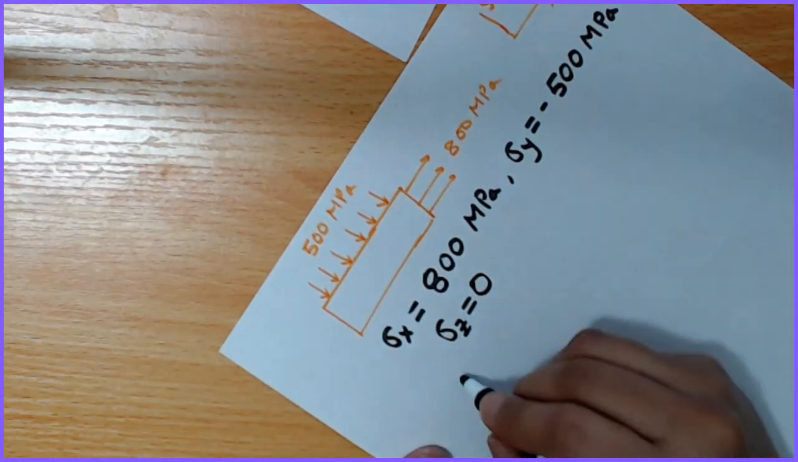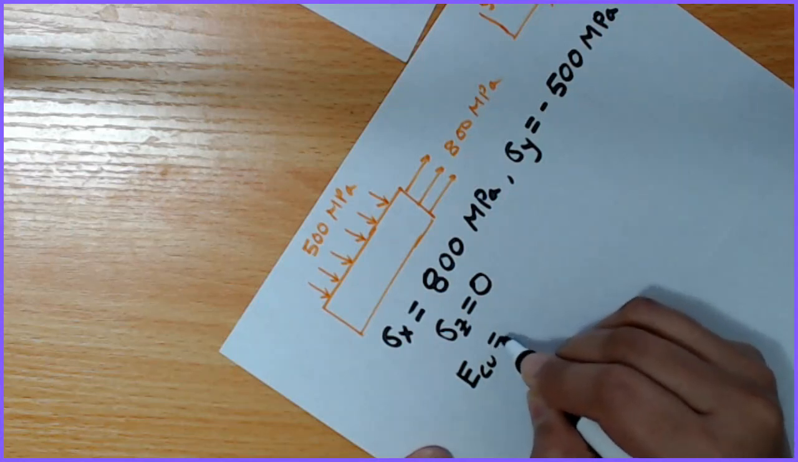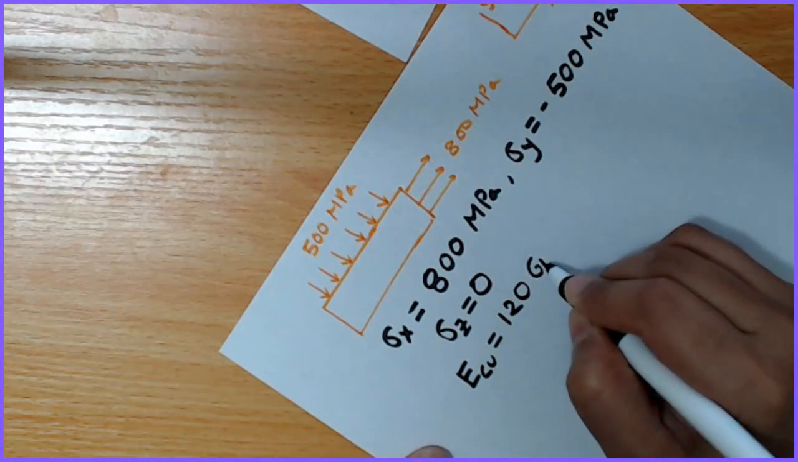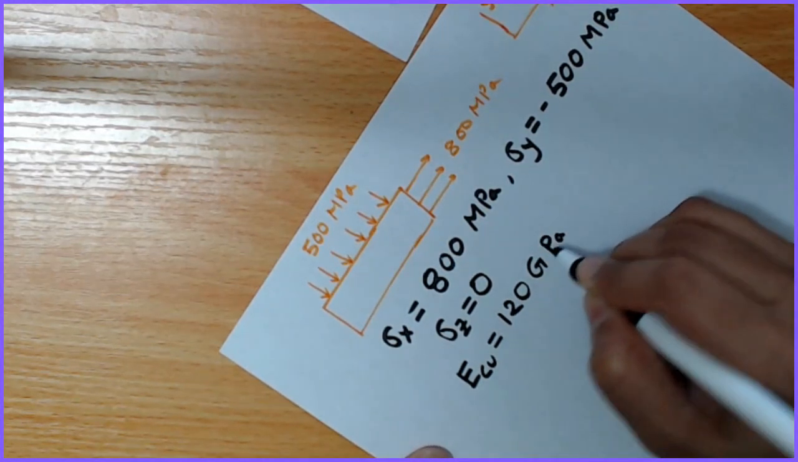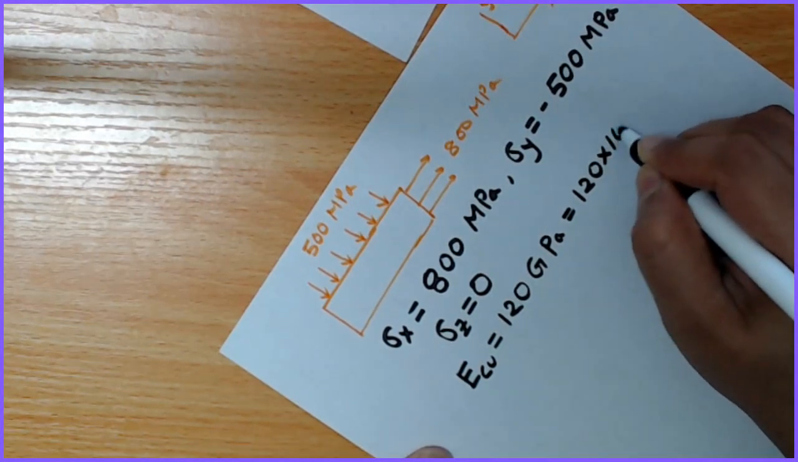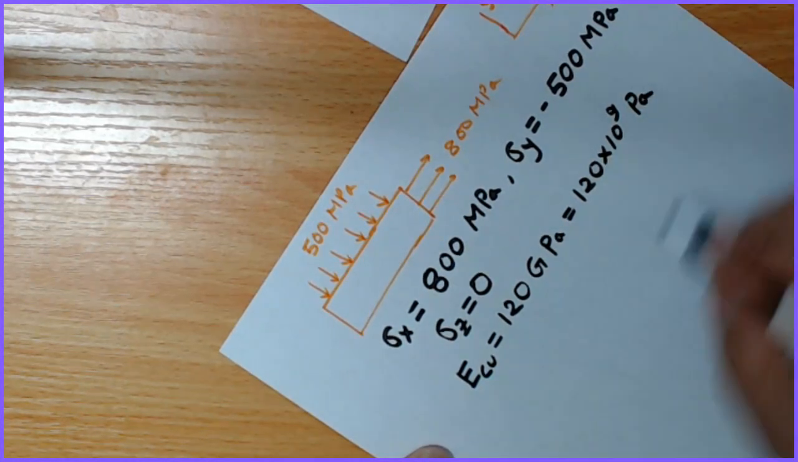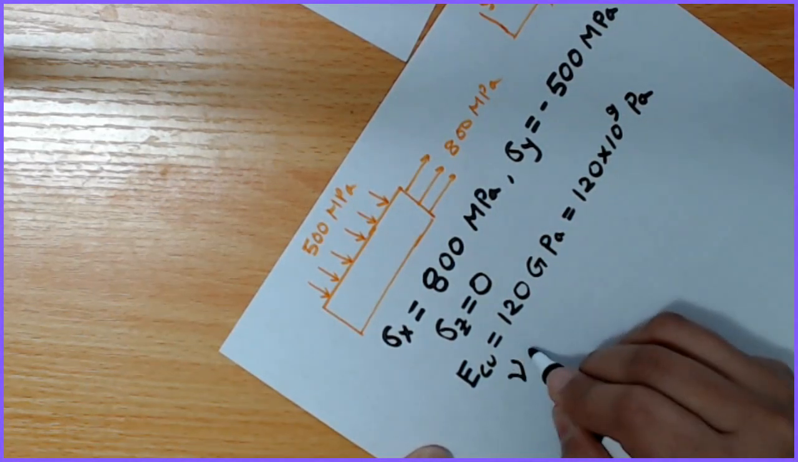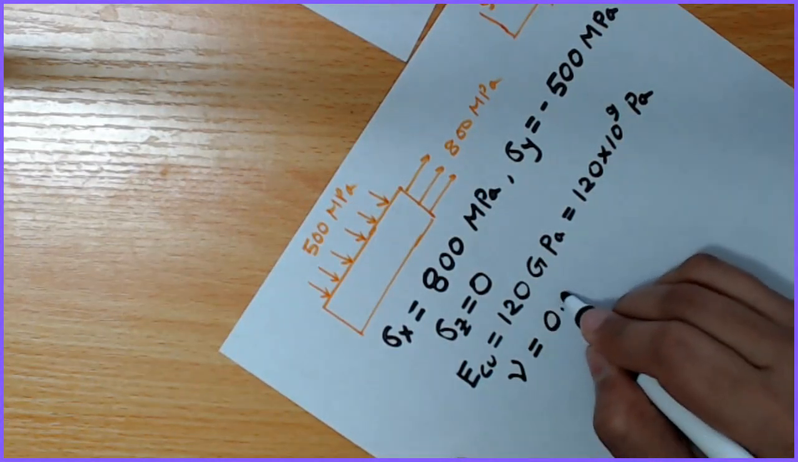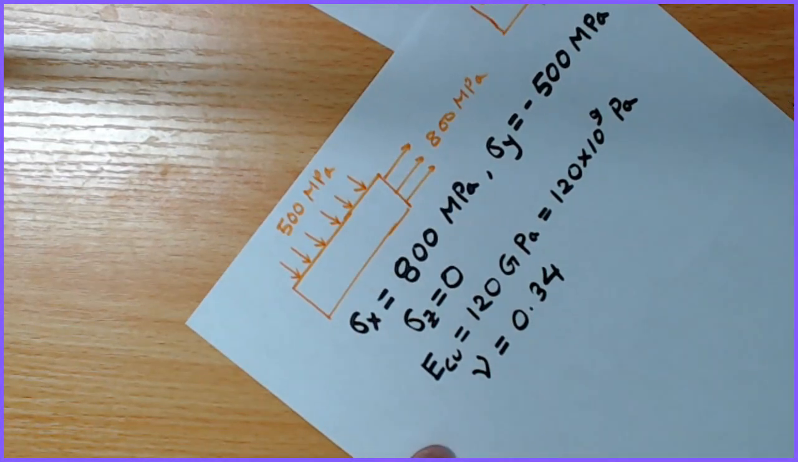Now it is given that Young's modulus of the copper is 120 gigapascal, which is 120 times 10 to the power 9 Pascal, and Poisson's ratio nu is given as 0.34. As we know, the Poisson's ratio doesn't have any unit.